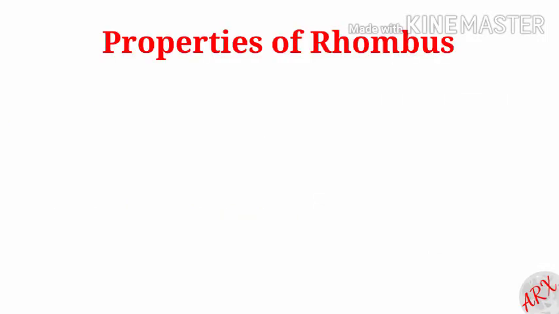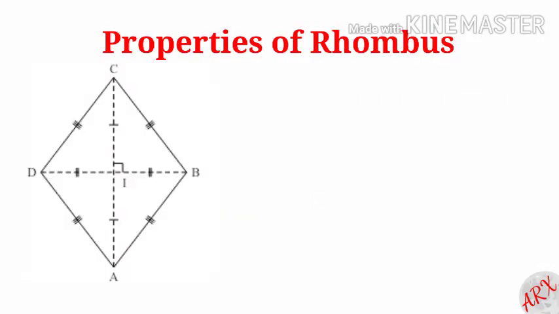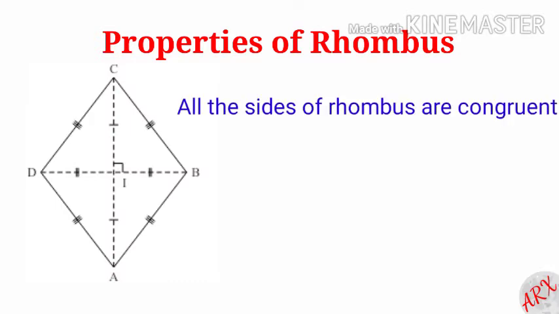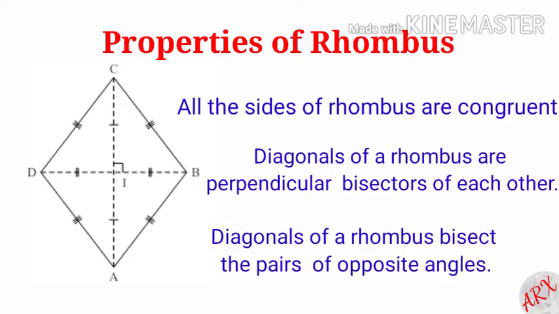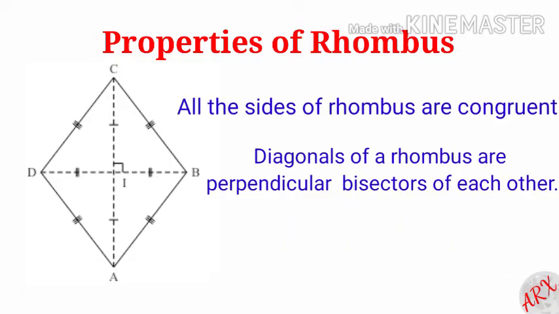Now next, properties of rhombus. As we know, all the sides of a rhombus are congruent. Diagonals of a rhombus are perpendicular bisectors of each other. Diagonals of a rhombus bisect the pairs of opposite angles.